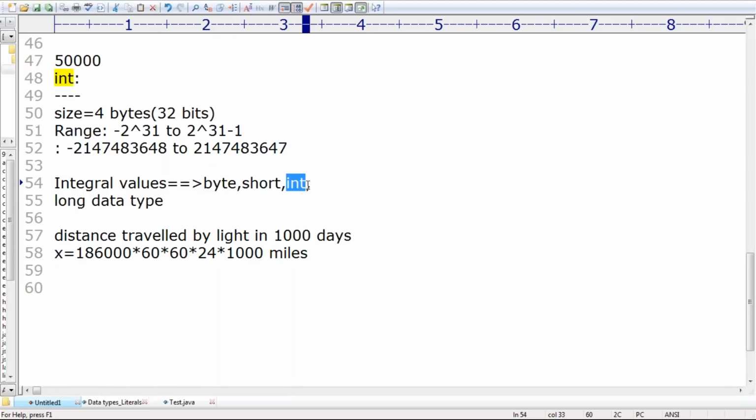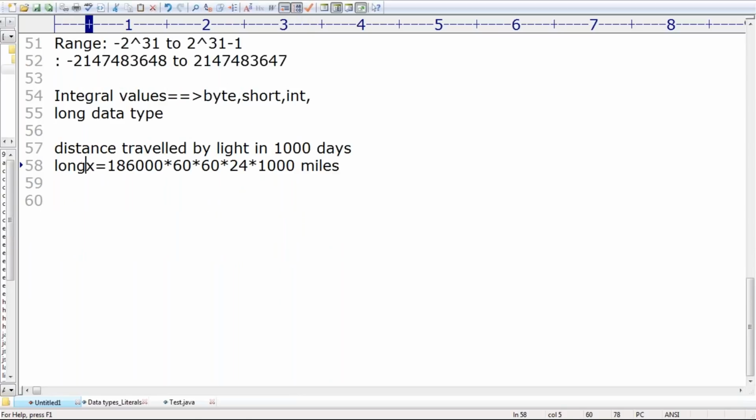Then happily we can go for the long data type. Remember that, okay? Long is also a very rarely used data type, because such requirements are a bit rare. Are you able to understand? Sometimes int may not be enough, very rarely. Then we can go for the long data type.